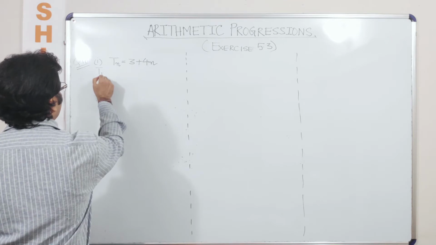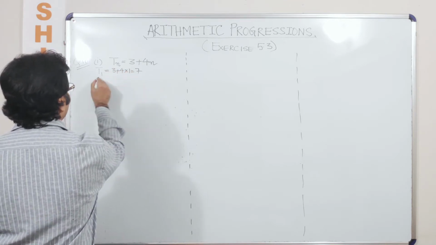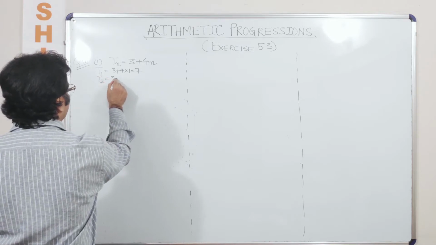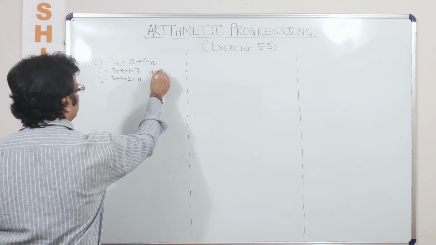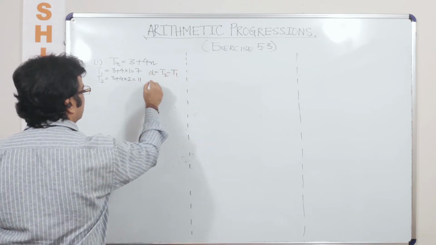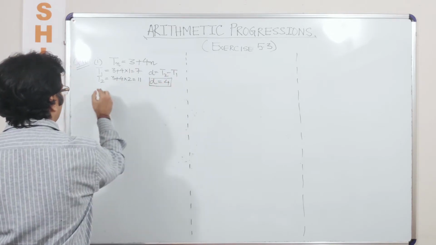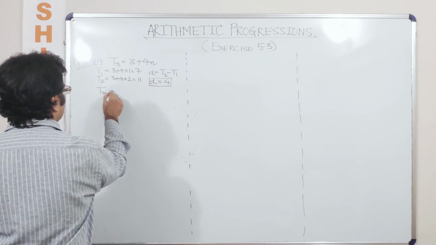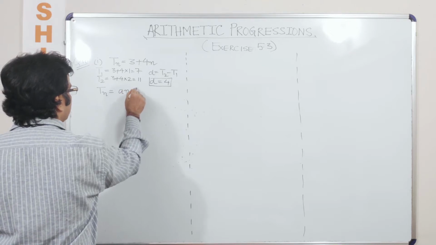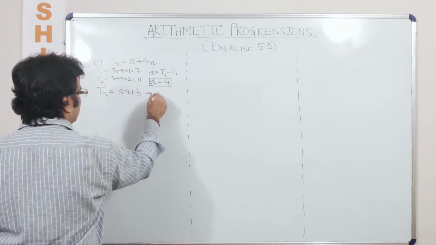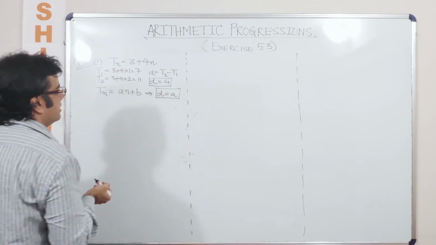So now can I say T1 is just like saying 3 plus 4 into 1, which is 7. T2 is just like saying 3 plus 4 into 2, which is 11. What is the common difference here? T2 minus T1. So now the common difference comes out to be 11 minus 7, which is 4. So there is a learning from here. The learning from here is, if the nth term of a series is given to you as an plus b, now here the common difference is a. This is the learning experience from here.